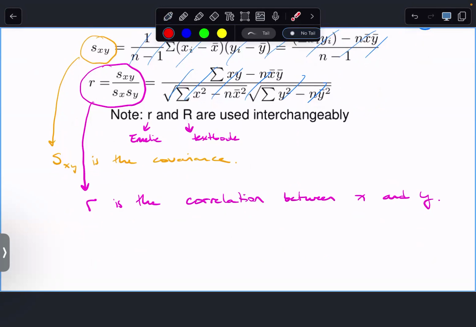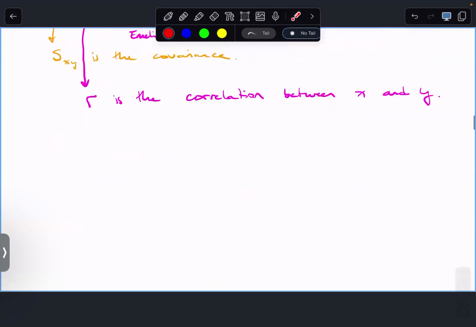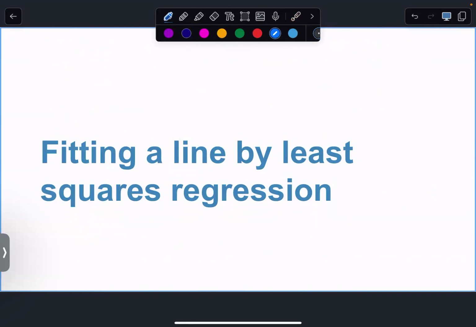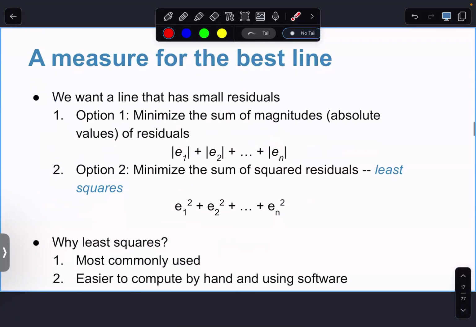Okay. Now I think we're ready. Ready for what? The next section, 8.2. Earlier, we just said, here's the line, here's the model that we're going to use to predict a value. Great, cool. Now we're going to talk about how we get that line.